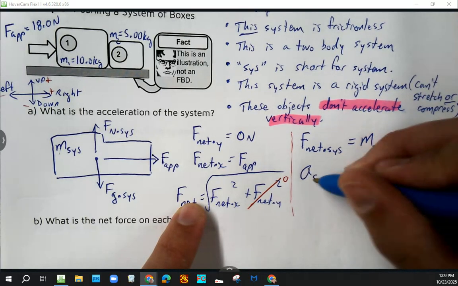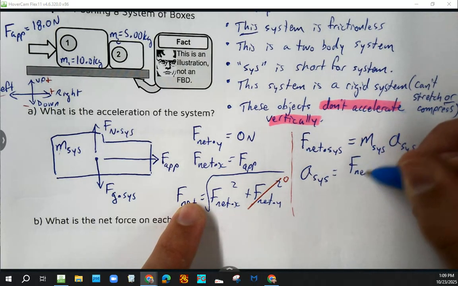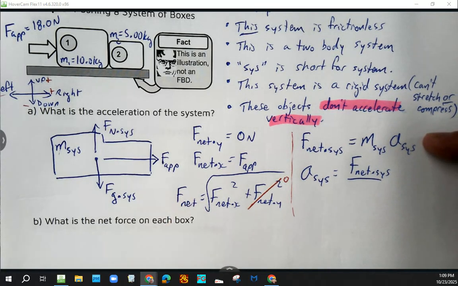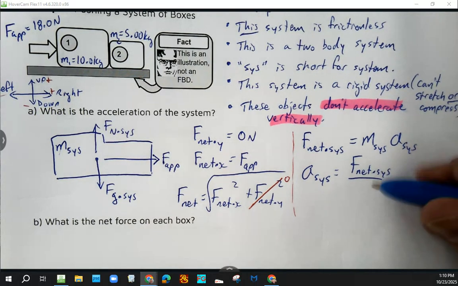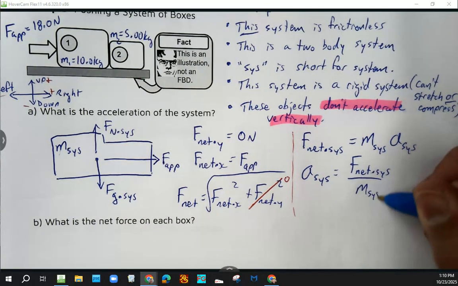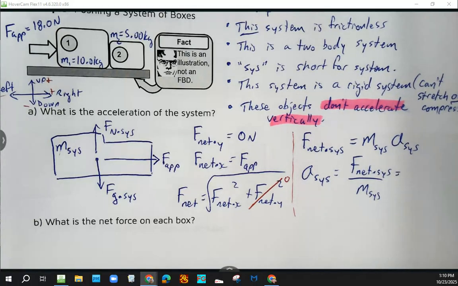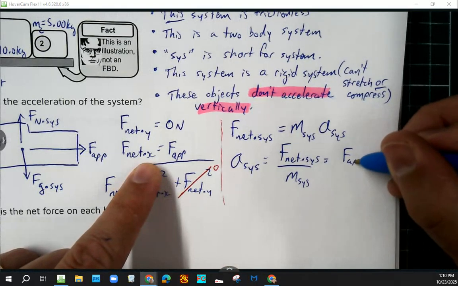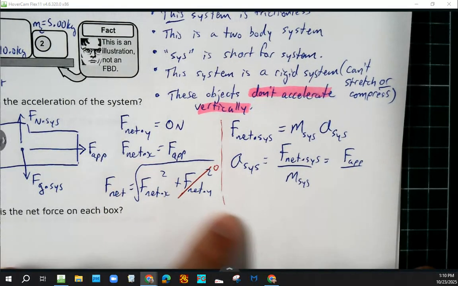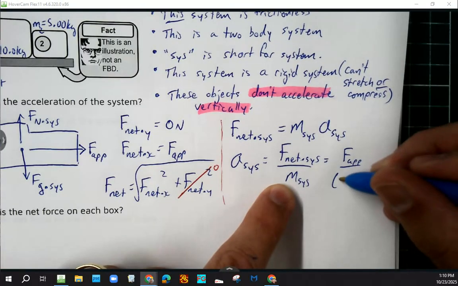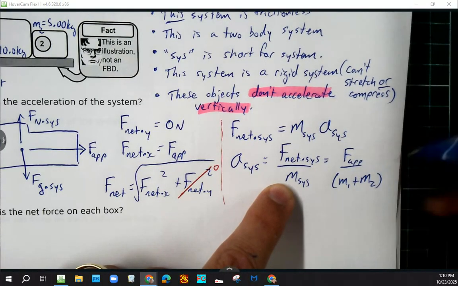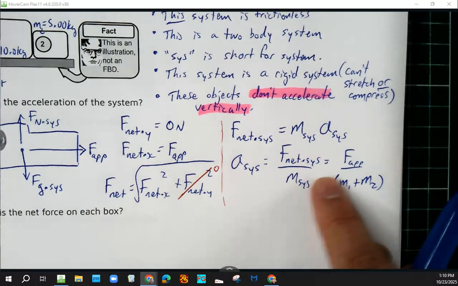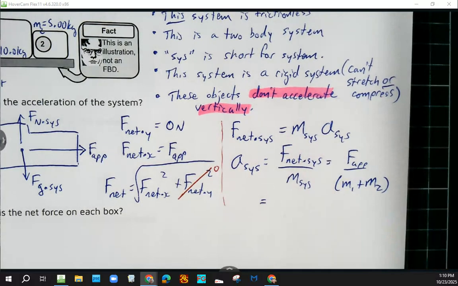Sure, why not? A sys is equal to F net sys divided by the mass of the system. And if you're wondering where this formula came from, it's just Newton's second law. Now, if I want to be smart about this, I could say F net sys is actually F applied. And just to make it really clear what's going on under the hood, the mass of the system really is mass 1 plus mass 2. I could expand that out as the binomial that it is. Don't tell any math friends that we have two equal signs on the same line. They wouldn't like the form.